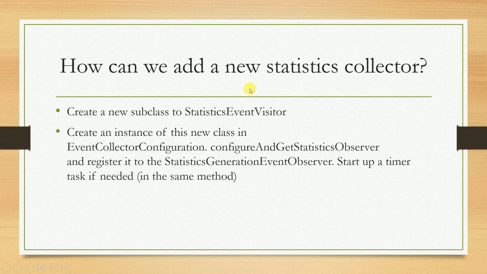And then how can we add a new statistics collector? So we create a new subclass to the statistics event visitor, and then create an instance of this class in the configuration file. So if you can just take a look at this method in the code and see that we can register it to our statistics generation observer and start up a timer task if needed.